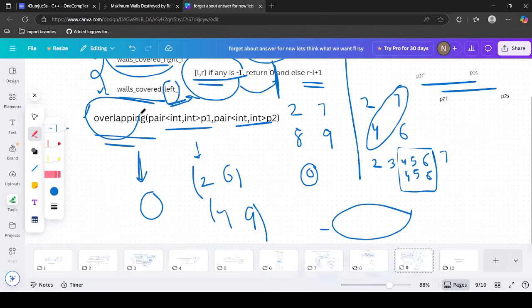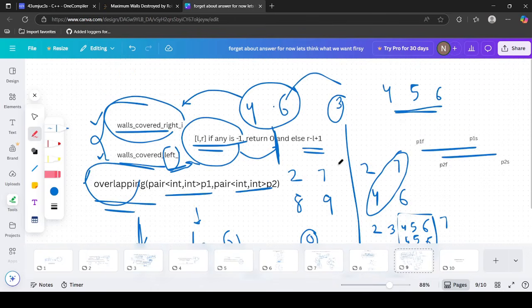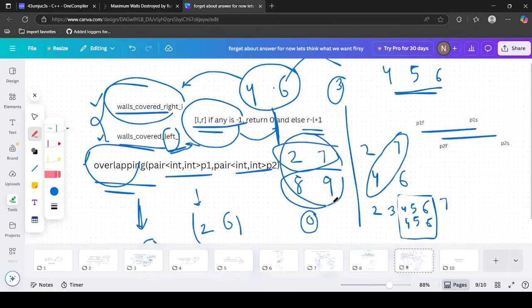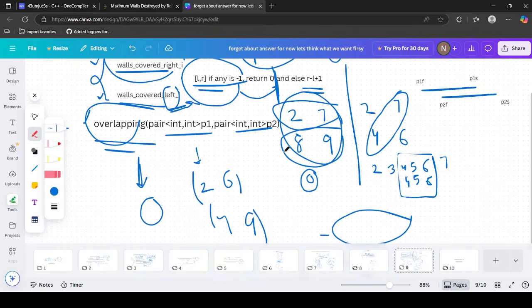But how to find overlapping? This is also very simple. Let's assume that the first pair is 2 and 7, and the second pair is 8 and 9. What are the overlapping? They are 0, because the first one is 2 to 7 and the second one is 8 to 9, so there is no overlapping. And what if the first one is 2, 7 and the second one is 4, 6? Then 4, 5, 6 are overlapping because they are in both.